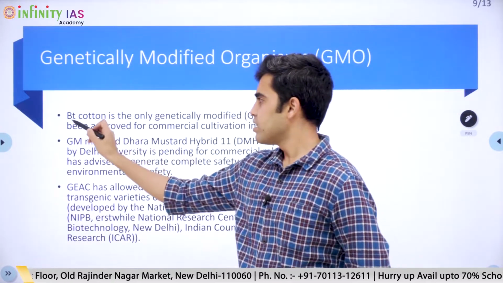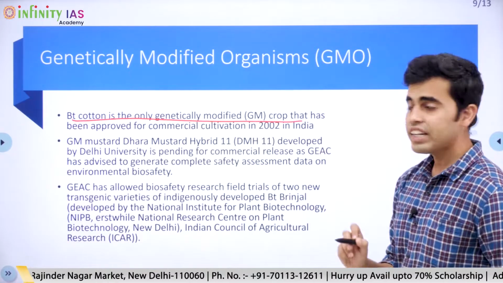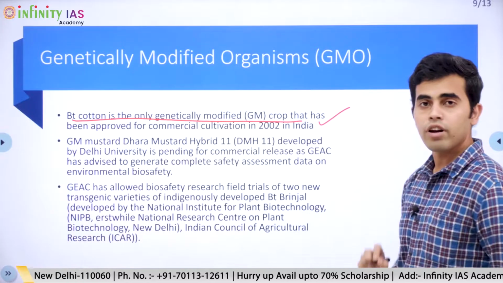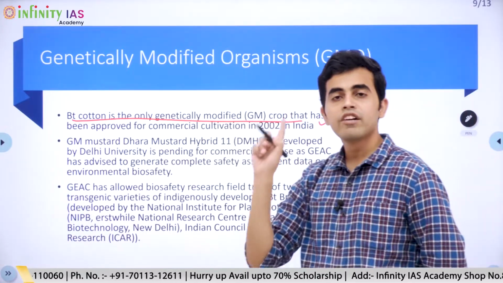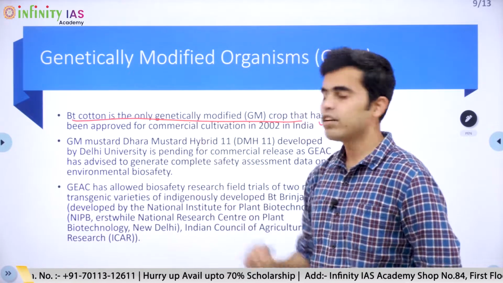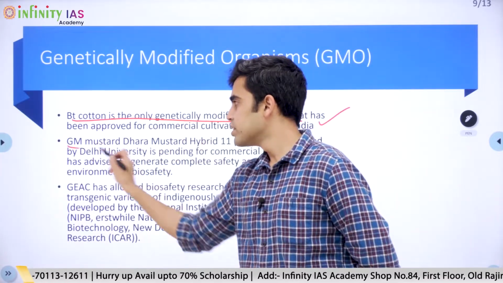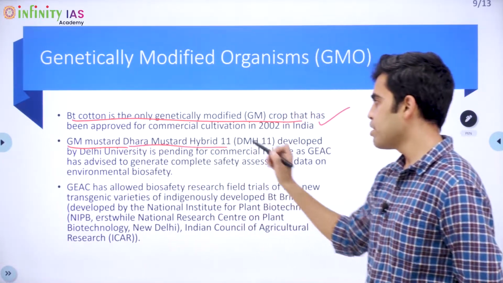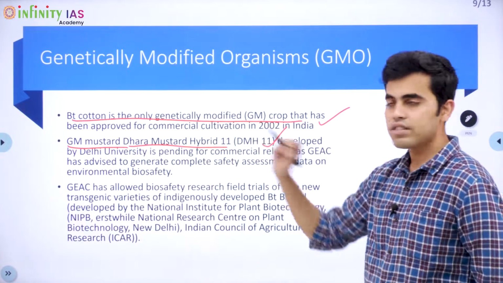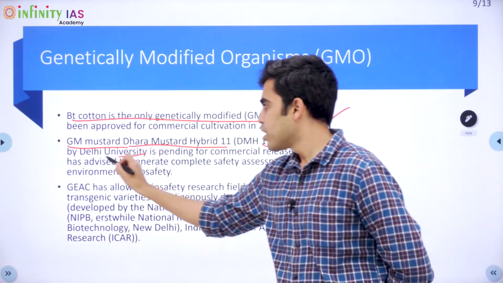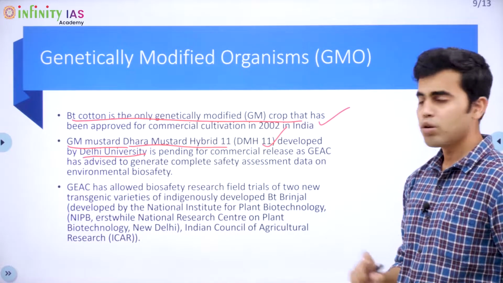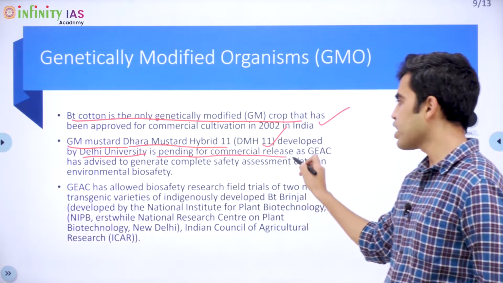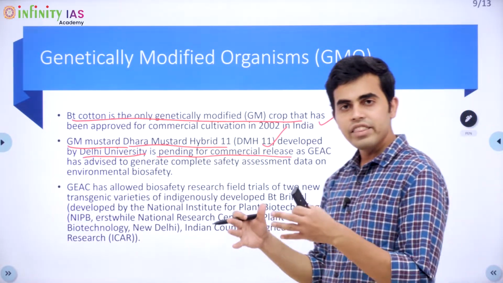We have already seen that BT cotton is the only genetically modified crop that has been approved. This is important for the prelims examination. Only one crop for commercial cultivation, that is BT cotton. Next comes GM mustard. We have to remember GM mustard is DMH11, the name of this variety. It was developed by Delhi University. So we saw what is a field trial. Here GM mustard is pending for commercial release, so it is still in the trial phase.